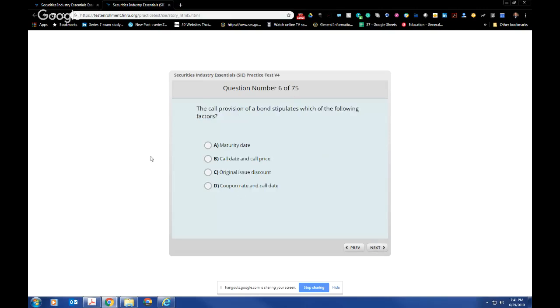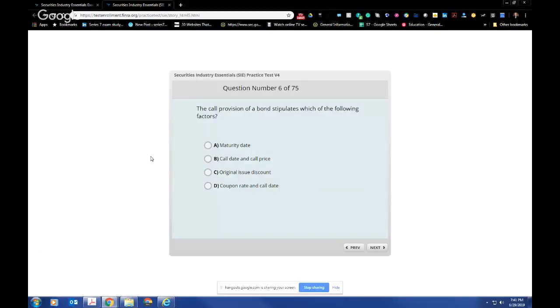The call provision of a bond stipulates which of the following. What's a call? Call is when the company buys back bonds, and usually they do that when interest rates drop because they can issue new bonds at a lower rate and save money. Kind of like when you have a credit card at 15% and you can get an 8%, you're going to borrow at 8 to pay off the 15.